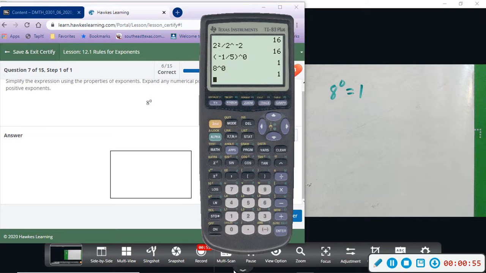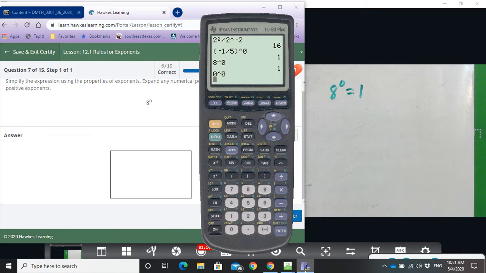Any number you put in, any non-zero number to the 0 power is 1. If I do 0 to the 0 power, as I mentioned, it's going to give me an error. So it doesn't know what's going on because it's undefined. So we're just going to quit. So any non-zero number to the 0 power is 1.